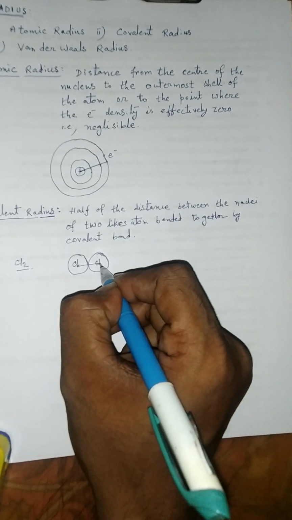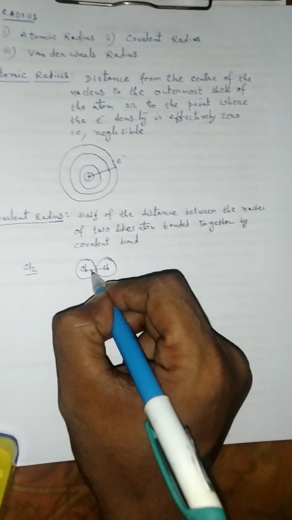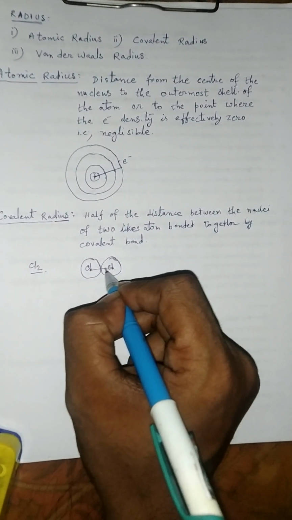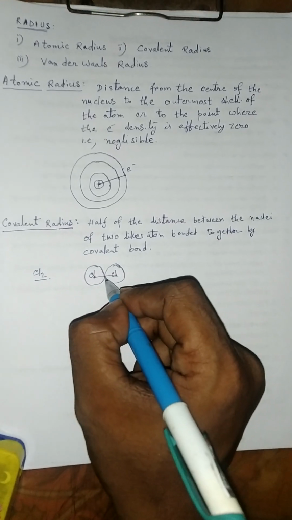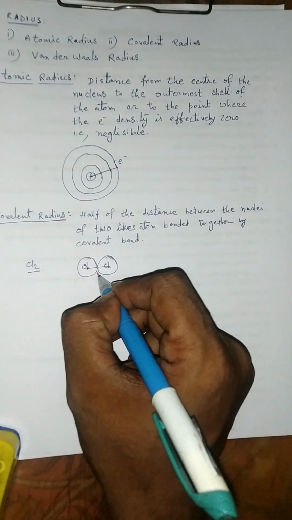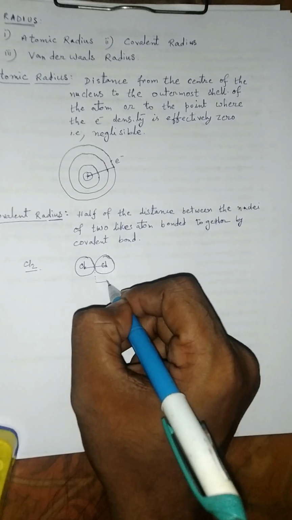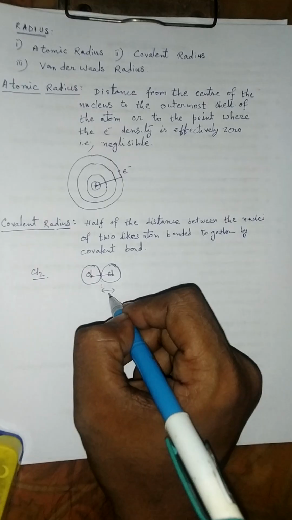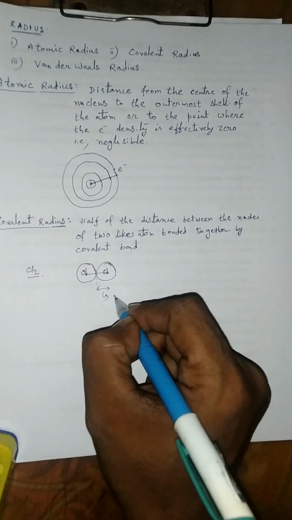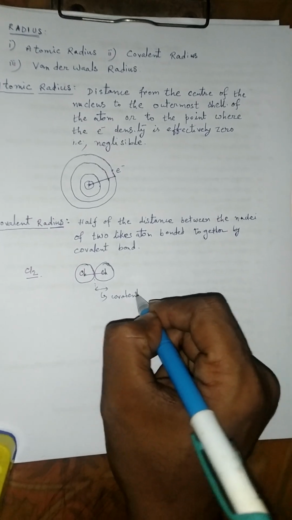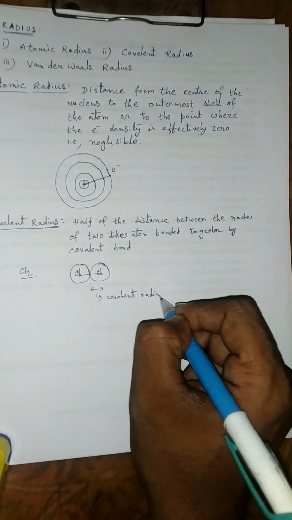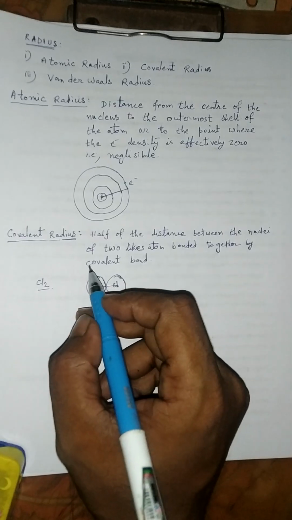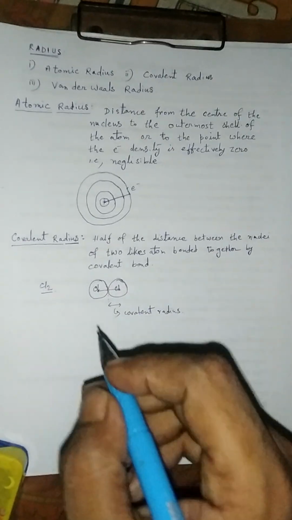So this is the bond length, the distance between the centers of the nuclei of two chlorine atoms, and half of this distance is called the covalent radius. So covalent radius is for covalent bond forming atoms.